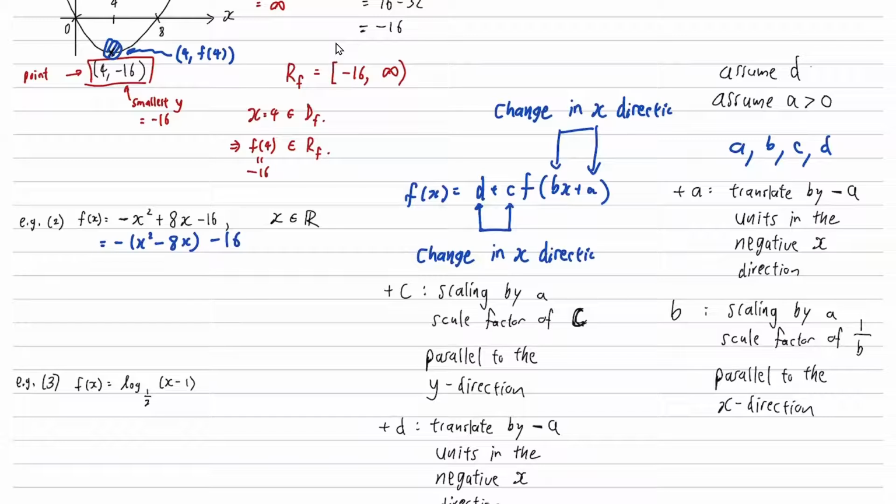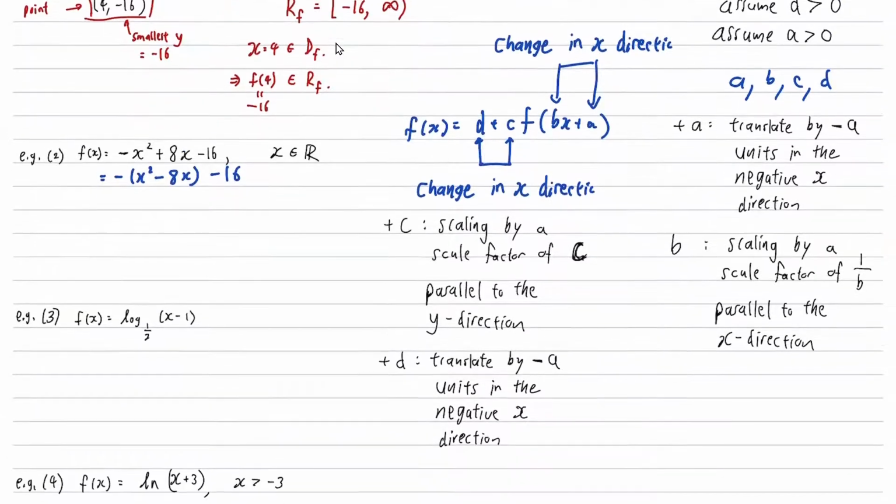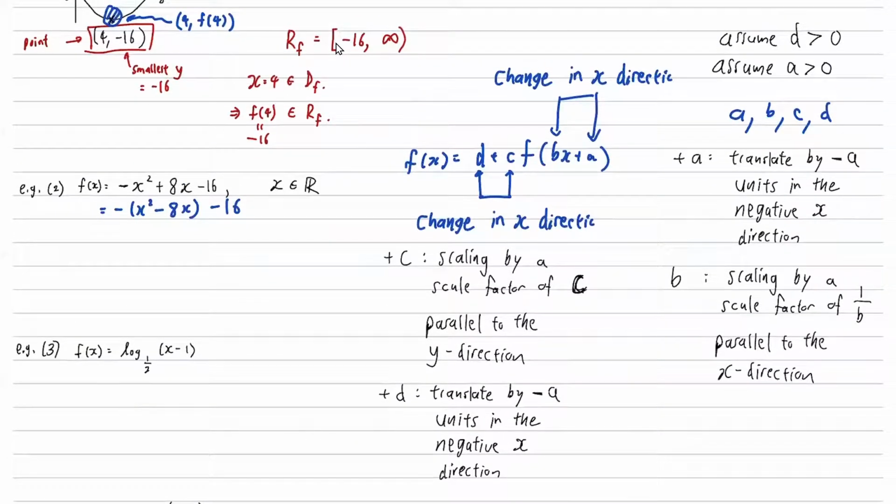If it's negative, then you will just go in the opposite direction. Assume d is more than 0. That means you'll translate by, instead of minus a, it should be plus d units. Instead of negative x, it will be positive y. Okay, so that's basically all you need to know about graphical transformations in this format.